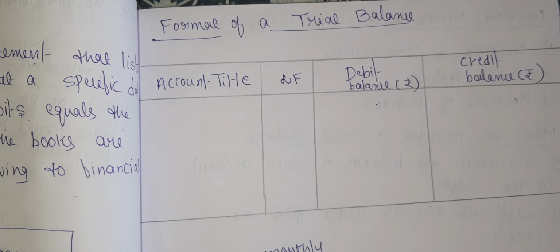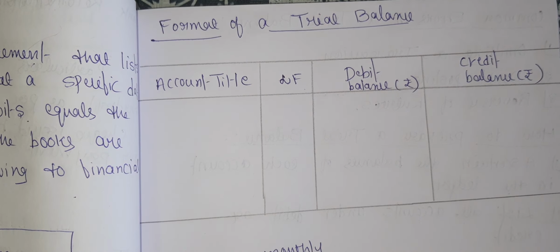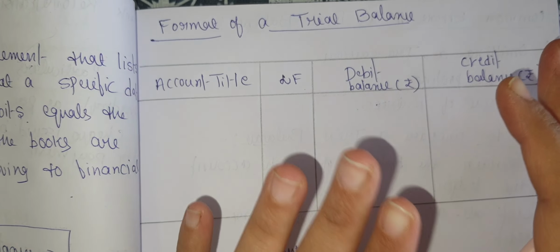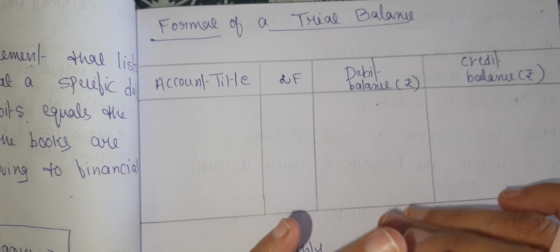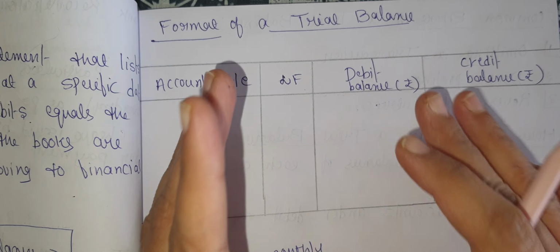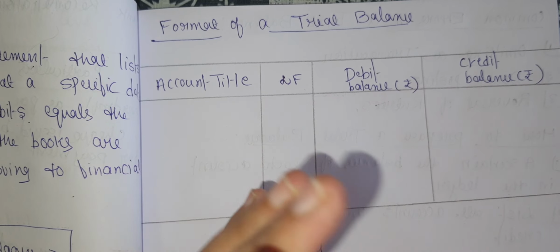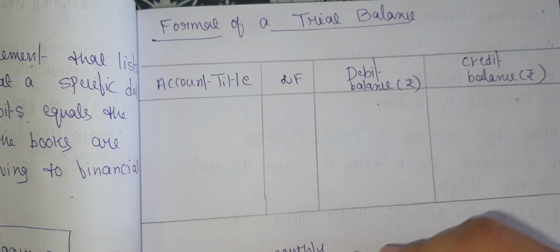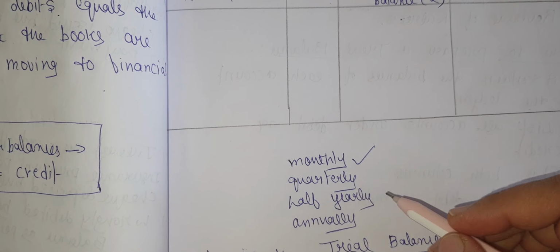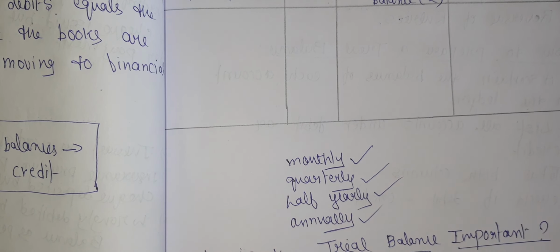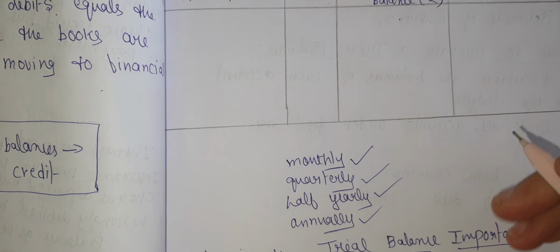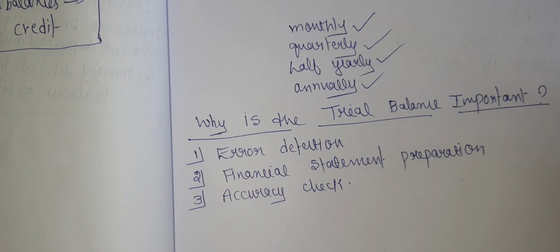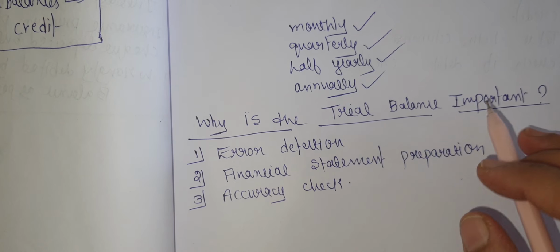Now when do we prepare the trial balance? It is normally prepared at the end of an accounting year. However, an organization may prepare a trial balance at the end of any chosen period, depending upon its requirements, like monthly, quarterly, half yearly, or annually. Next we will see why the trial balance is important.